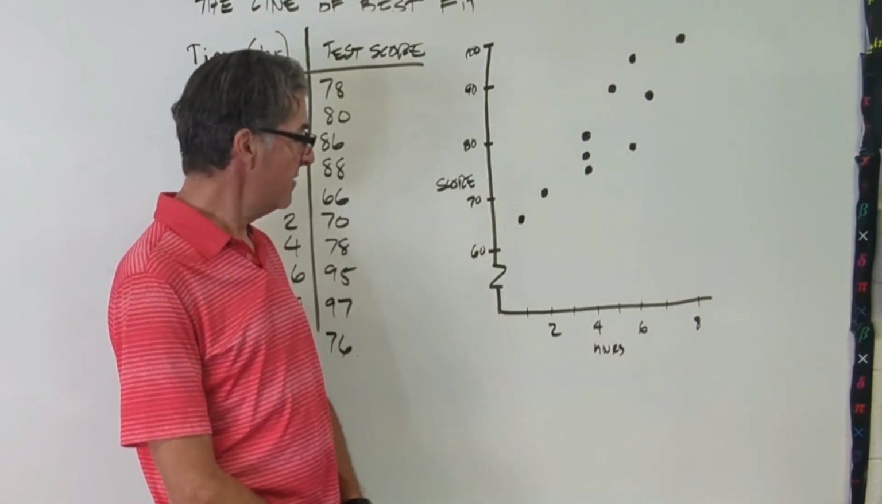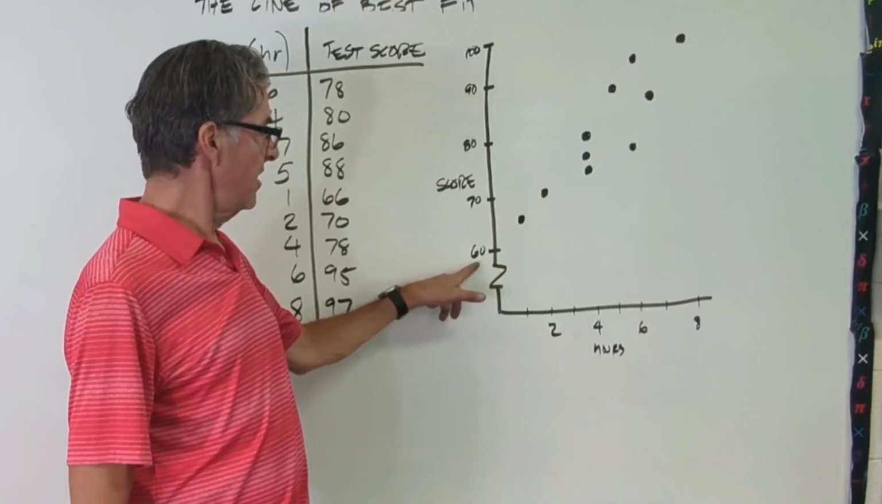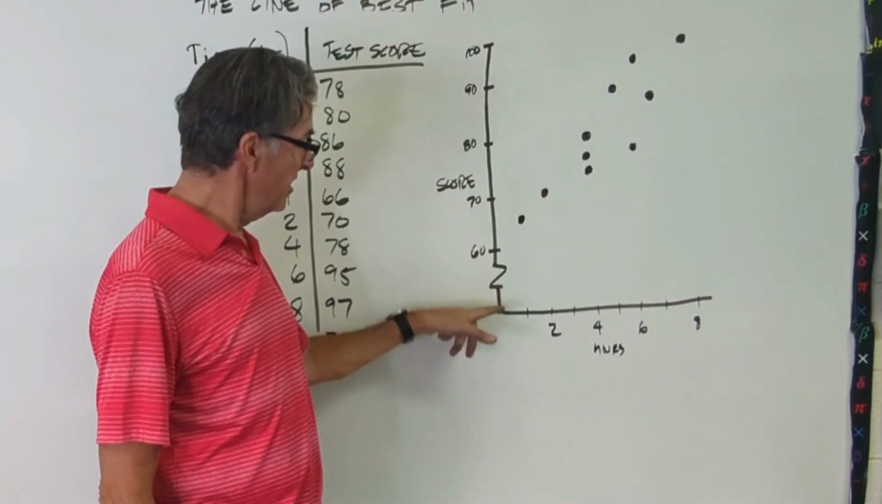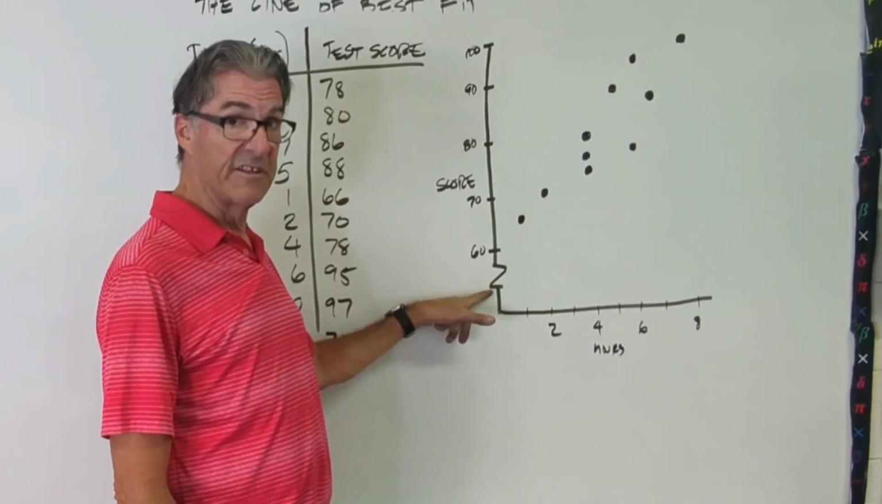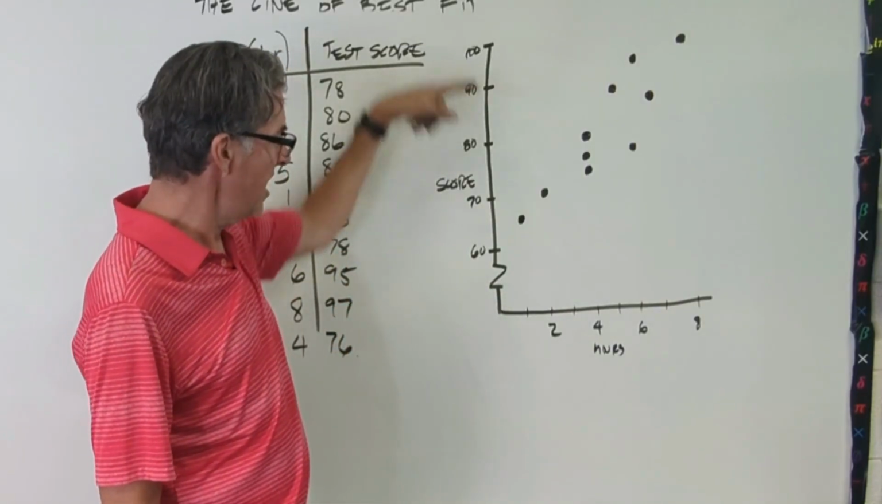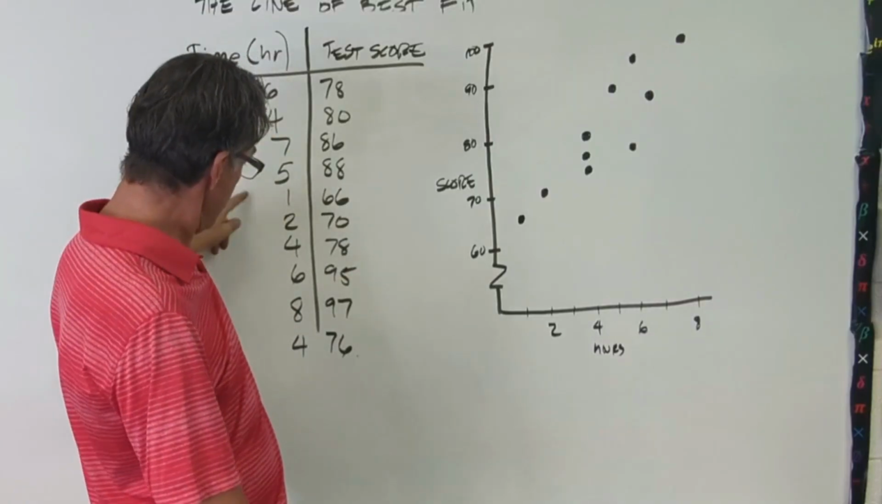Okay, here's my scatter plot. And notice how, since our lowest test score is 66, I started my scale at 60 with the scale break symbol right in there. So that's a good trick to do that. And I just scaled it up by 10% each time.